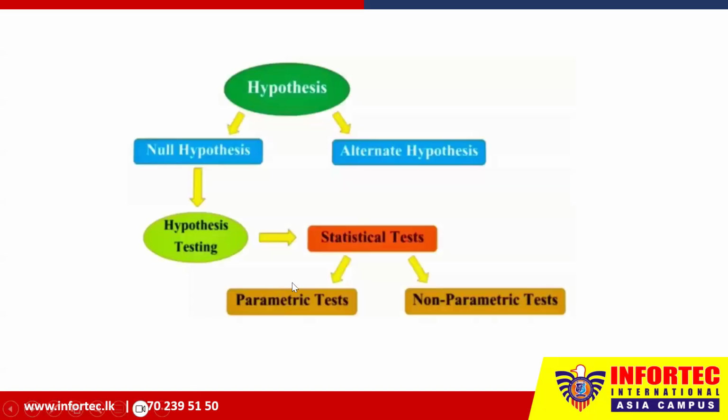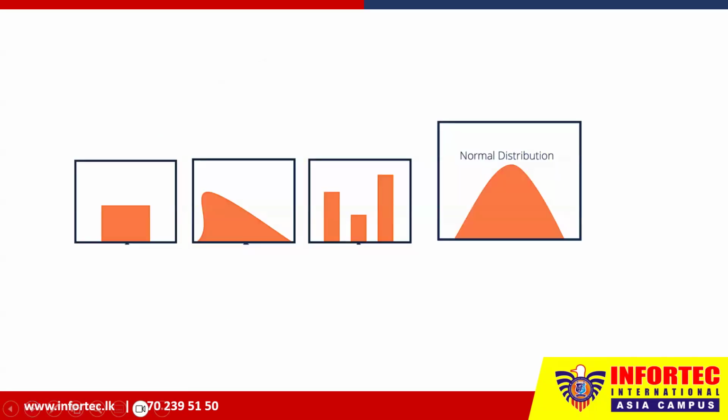Another thing, when considering hypothesis testing, we can divide into two: parametric test and non-parametric test. This is the null hypothesis and alternative hypothesis, and for hypothesis testing we mainly divide into parametric and non-parametric tests. If you go for the parametric test, it is the most precise one. I will explain the difference between the parametric test and the non-parametric test.